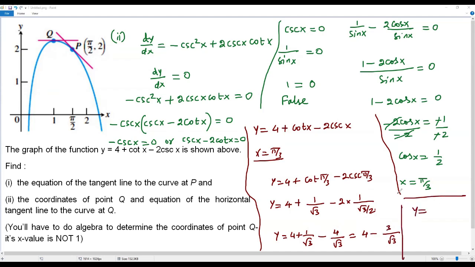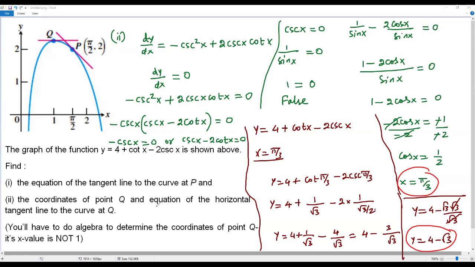Let me continue over here. y equals 4 minus the 3 over here, which can be written as square root of 3 times square root of 3 over square root of 3. The square root of 3 and square root of 3 will cancel out. Finally, I'm getting y equals 4 minus square root of 3. Now I got the coordinates of point Q: the x coordinate of the point Q is pi over 3 and the y coordinate is 4 minus square root of 3.